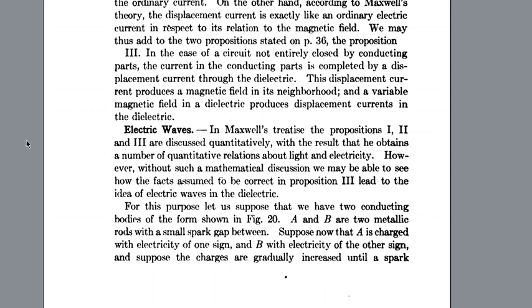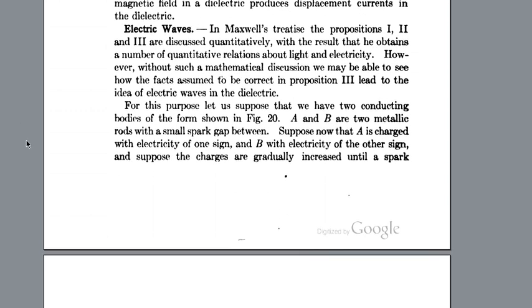Our electric waves. In Maxwell's treatise, the propositions 1, 2, and 3 are discussed quantitatively, with the result that he obtains a number of quantitative relations about light and electricity. However, without such a mathematical discussion, we may still see how the facts assumed to be correct in proposition 3 lead to the idea of electric waves in the dielectric. For this purpose, let us suppose that we have two conducting bodies of the form shown in Fig 20.